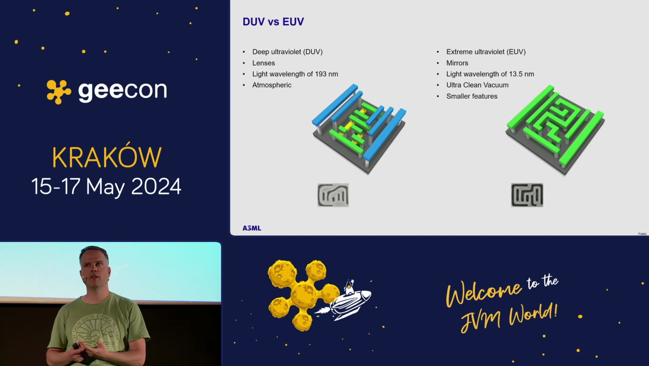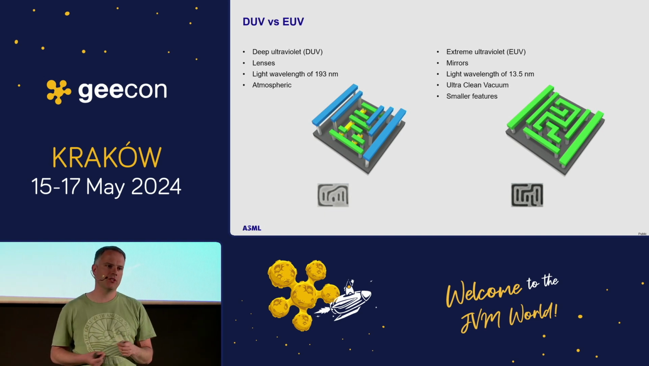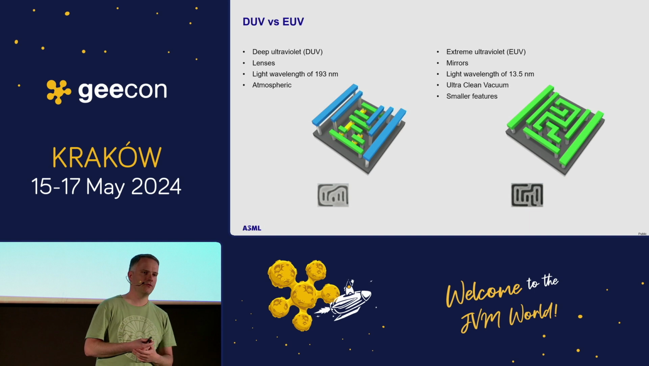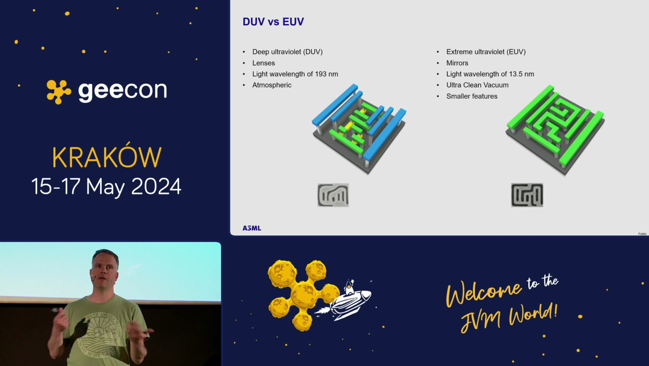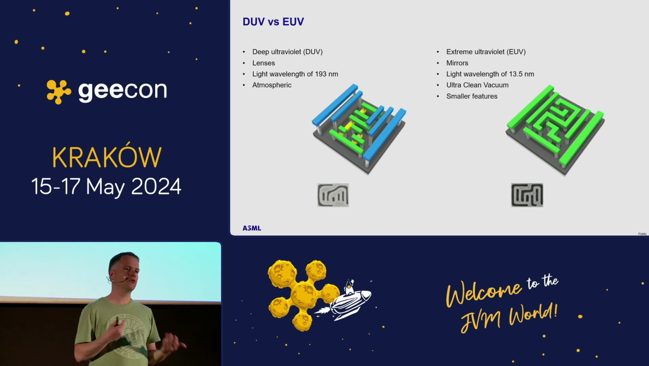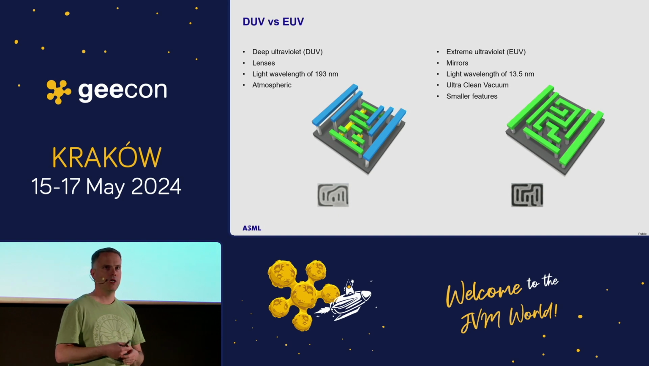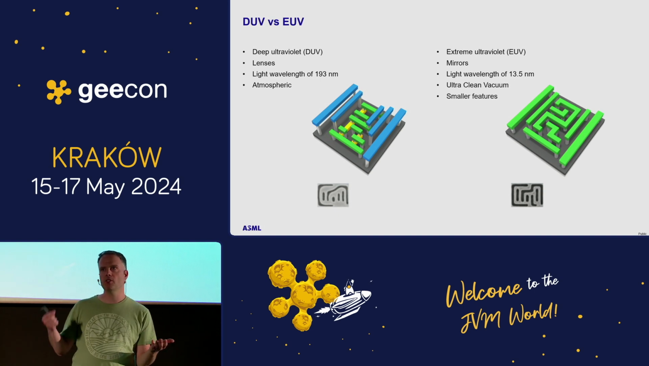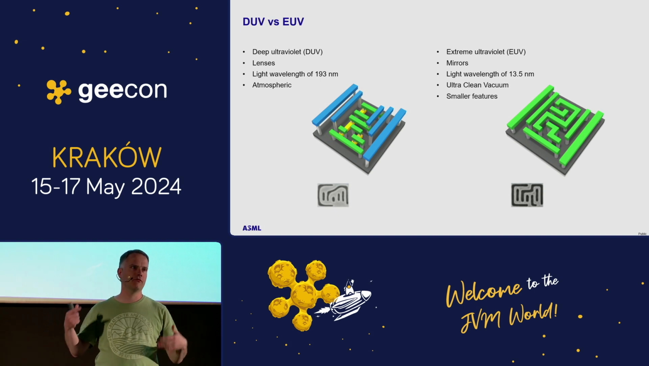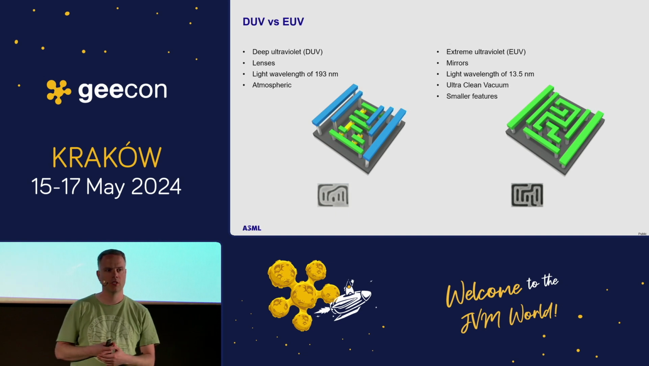And then you will see that there are nowadays two types of machines. One is DUV and one is EUV. The stuff that I've shown you is based on EUV. It's a little bit different. It uses mirrors instead of lenses. With EUV, you cannot use a lens because EUV light quickly disappears. So if you use a lens, the light is gone.